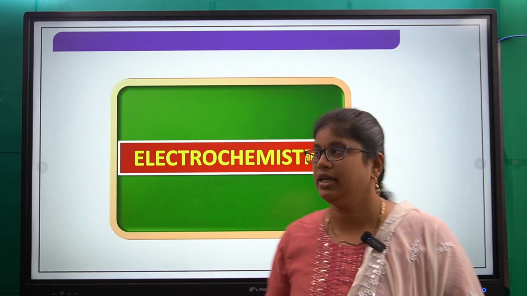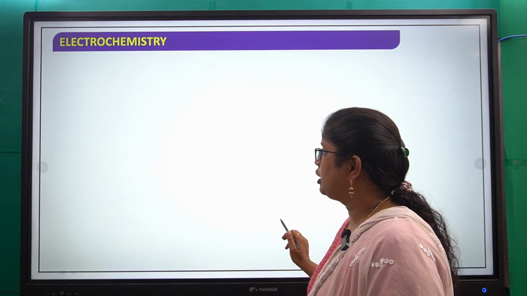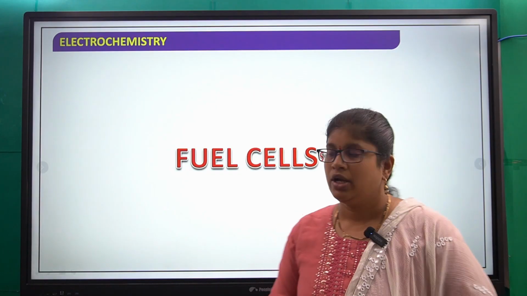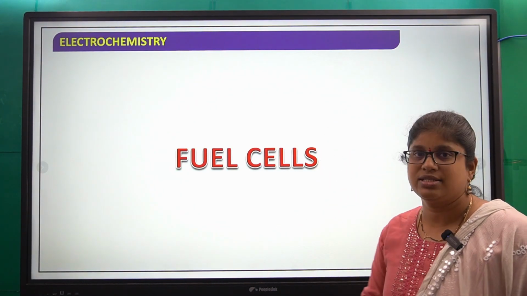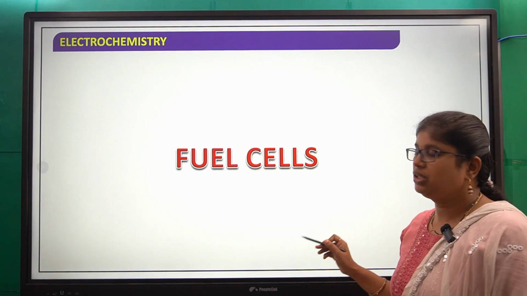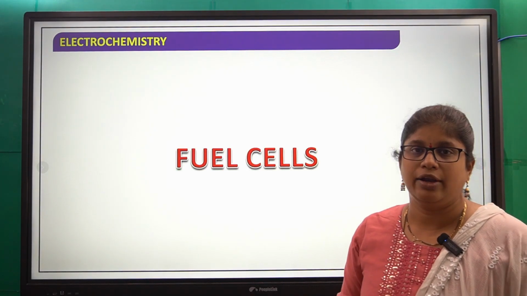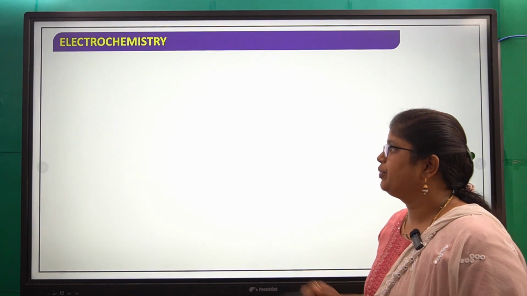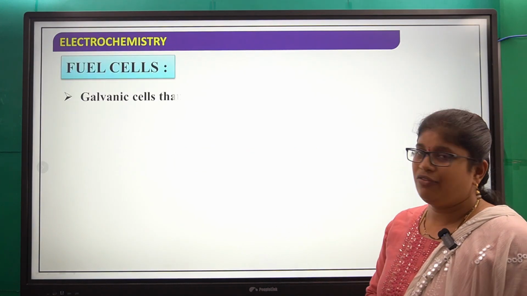Here we are discussing electrochemistry. Now we are going with the topic of cells. Electrochemical cells, and one type of them is fuel cells. So what are fuel cells? What are the reactions that take place at the anode and cathode? We'll see here. Which cells are called fuel cells?